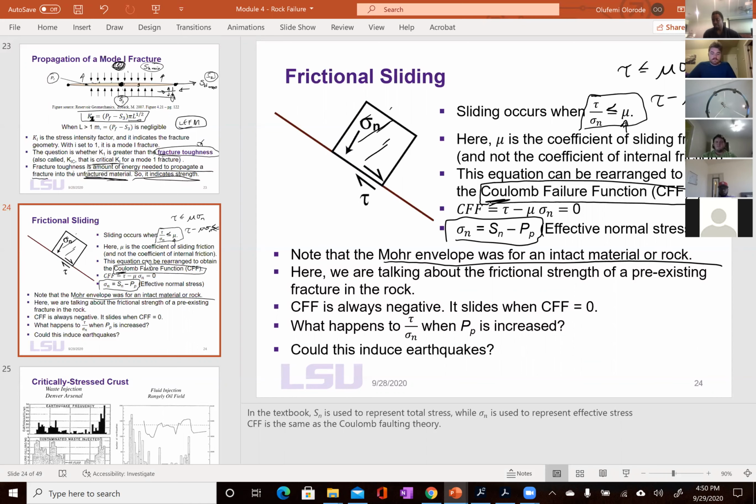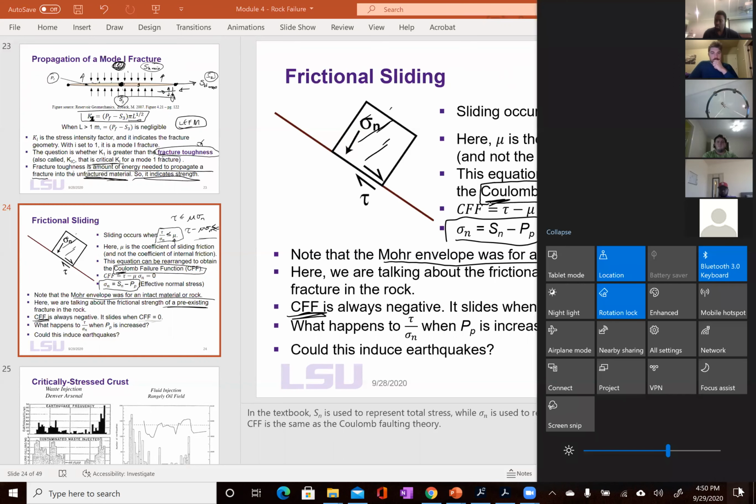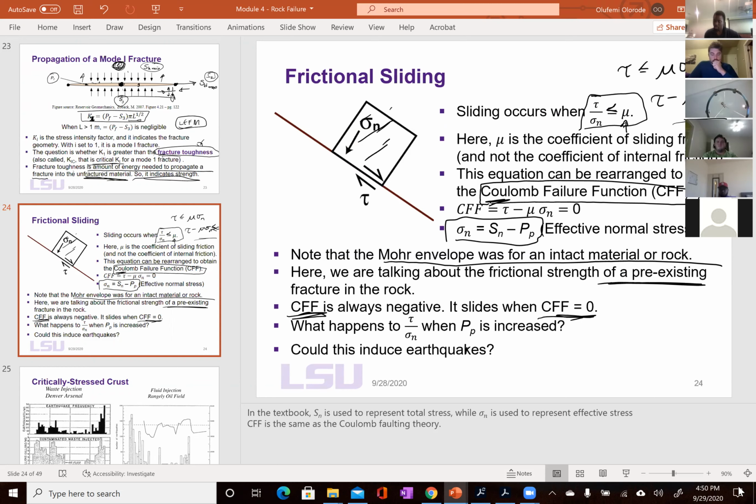Mohr-Coulomb was for an intact rock, meaning no pre-existing fractures. But here we're talking about cases where you have pre-existing fractures. CFF is always negative, like I showed. And when it's equal to 0, then the rock slides. And this is the important part. What happens to this when pore pressure is increased? So we can think about this, right?